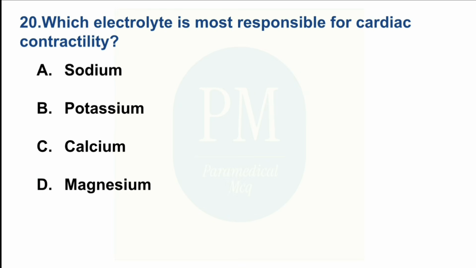Which electrolyte is most responsible for cardiac contractility? Option A, sodium. Option B, potassium. Option C, calcium. Option D, magnesium. The correct option is option C, calcium.